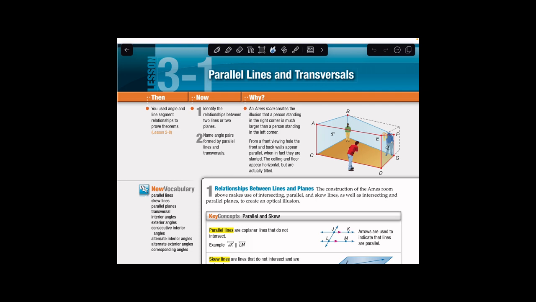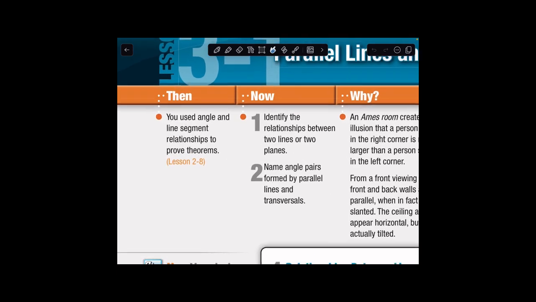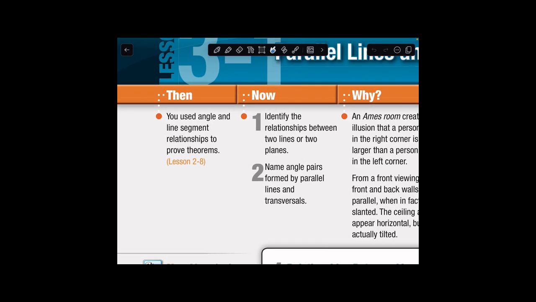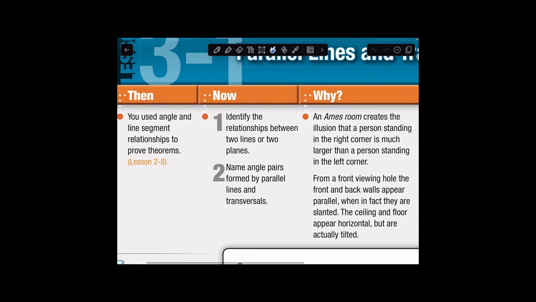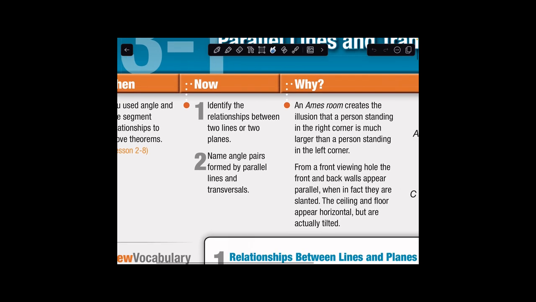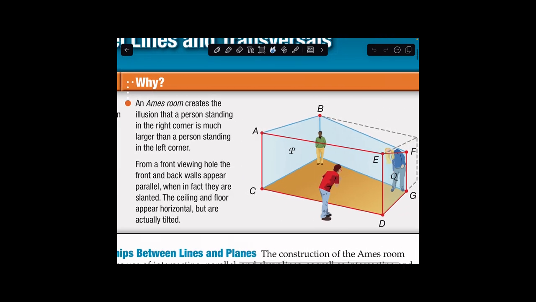Today we will read Lesson 3.1, Parallel Lines and Transversals. Previously, you used angle and line segment relationships to prove theorems. Now we will identify the relationships between two lines or two planes and name angle pairs formed by parallel lines and transversals. Why might this be useful?